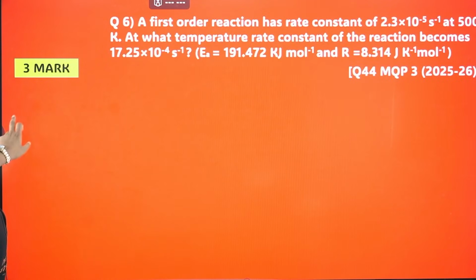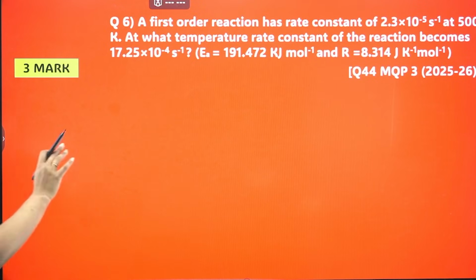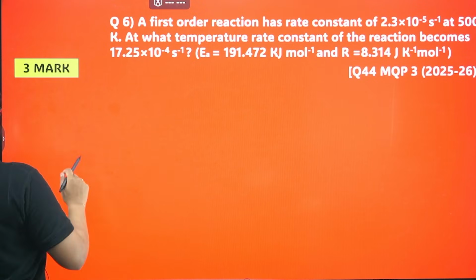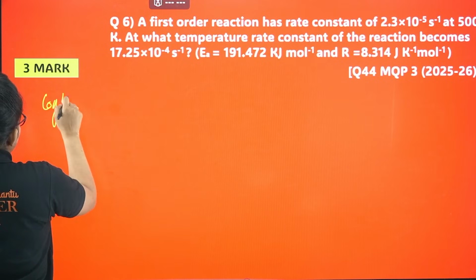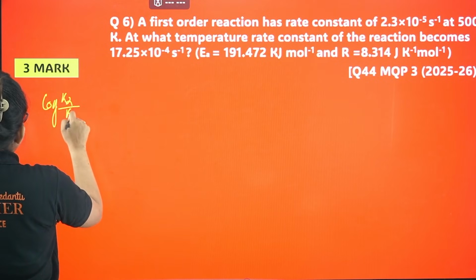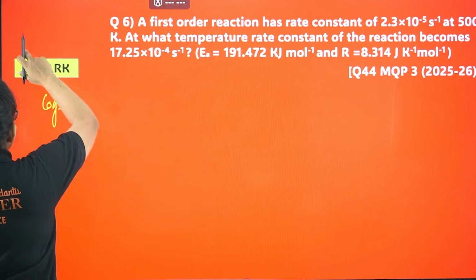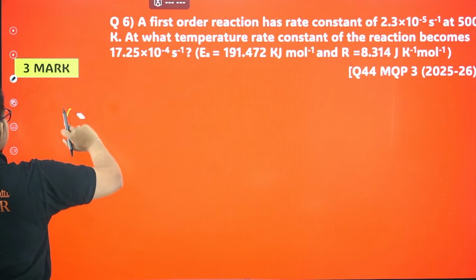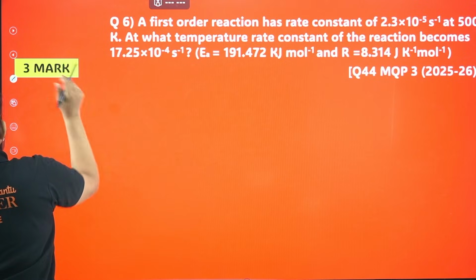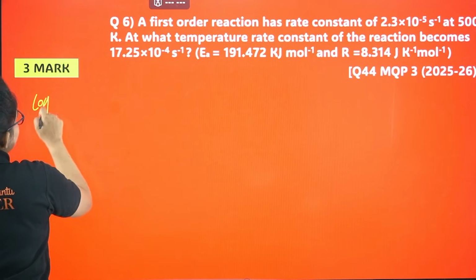Let's proceed. Okay, one more numerical problem here. You can see a first order reaction has this rate constant at 500 Kelvin, and at what temperature the rate constant becomes this, meaning T2 you have to calculate. Fine, let's do it. So log K2 by K1, let me directly substitute the values because I have already written this equation multiple times.